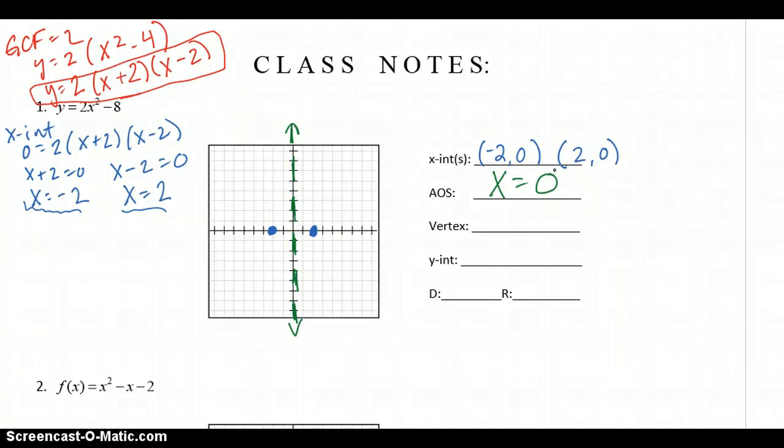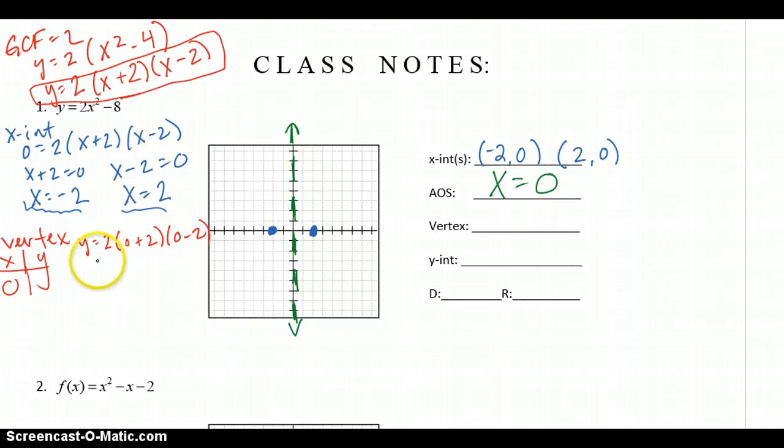So next we have to find our vertex. Well, we said our vertex always has to occur on the axis of symmetry. So since the x value at our axis of symmetry is 0, we want to plug in 0 for x and see what we get for y. So we use our equation. We'll have y equals 2, and then we'll plug in 0 for x plus 2 times 0 minus 2. Just plug in 0 for both of those x's because 0 is the value of our axis of symmetry.